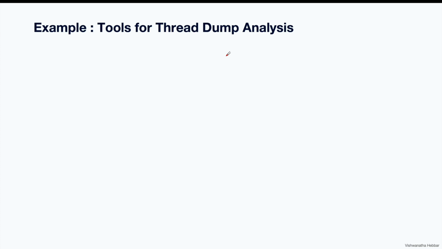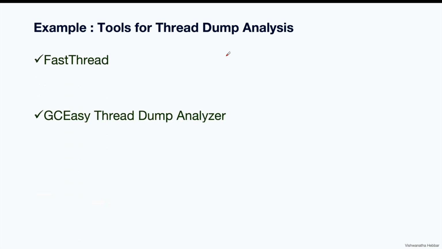Now, as far as tools are concerned, there are various tools. Some of the examples include FastThread, GCeasy Thread Dump Analyzer, HP Thread Dump Analyzer. Most of the tools available in the market are paid, meaning you need to buy a license to use them. Some of these tools provide a couple of weeks of free trial.